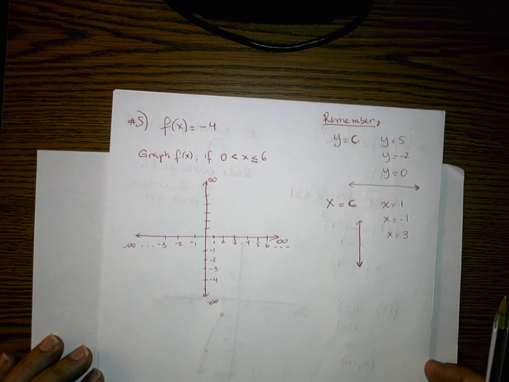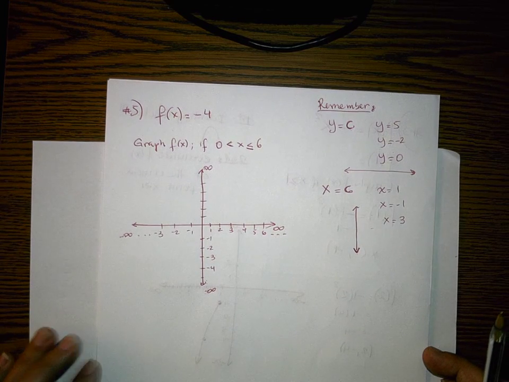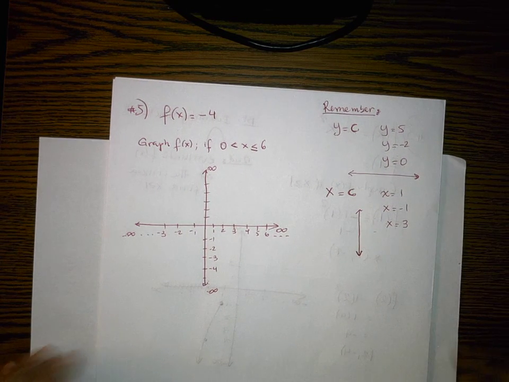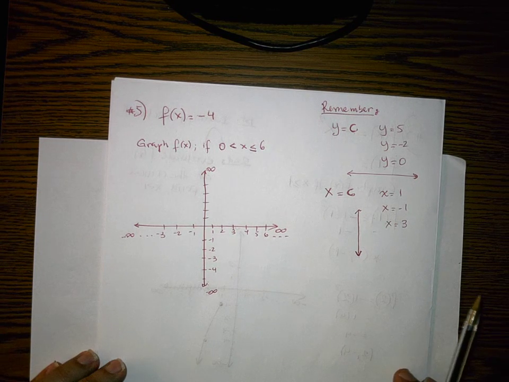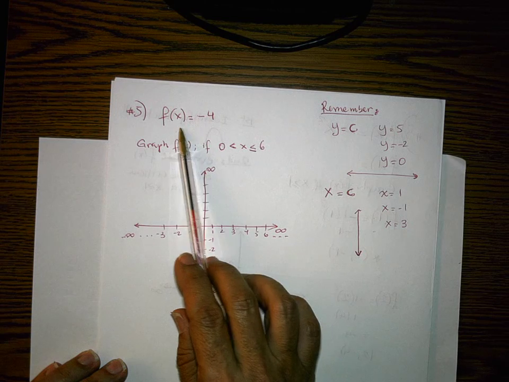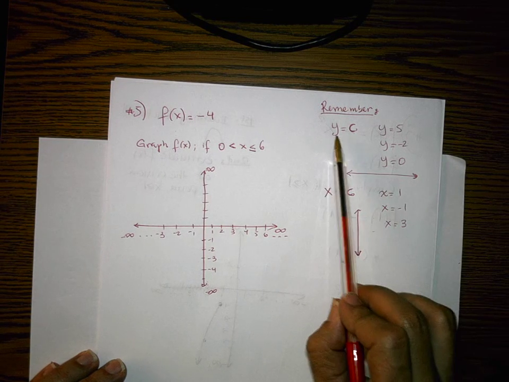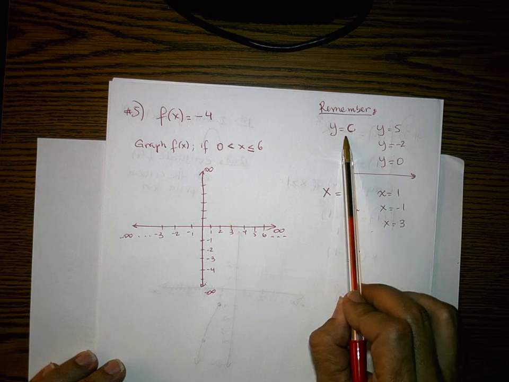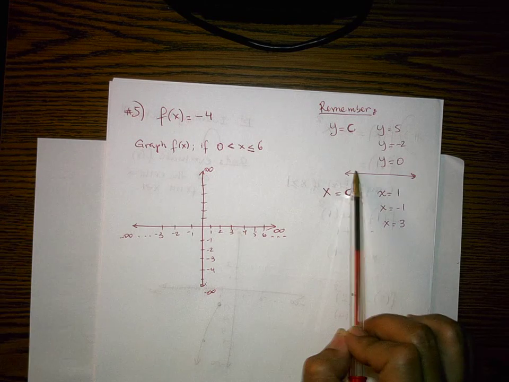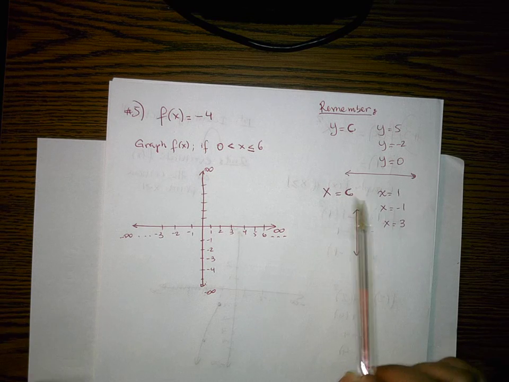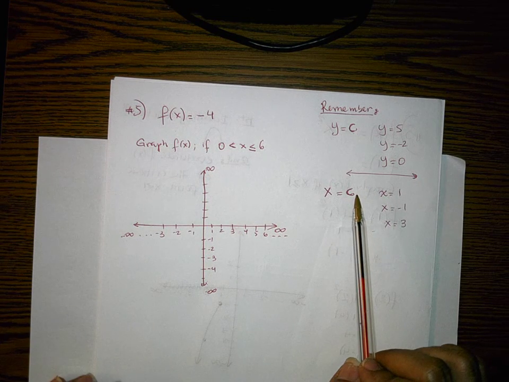So this continues what we were doing in the previous video on domain restriction. We were graphing this function right here, f of x equals -4, and we talked about remembering that whenever we have y equals a constant or f of x equals a constant, it has to be a horizontal line. If you want a quick review of this, go to my previous video, domain restriction.